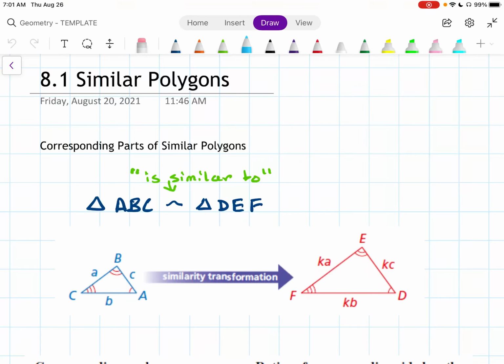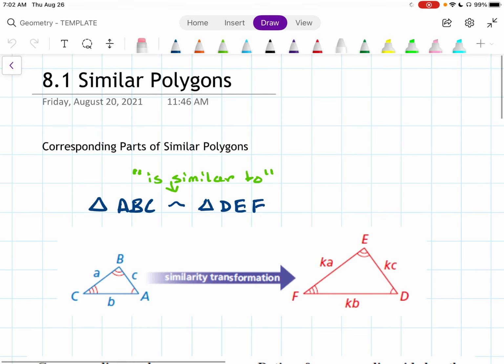Okay, 8.1, similar polygons. So starting off, I'm not really sure what I meant whenever I wrote that, so you don't really need to copy that down. But let's start off right here where I say that triangle ABC is similar to triangle DEF. And that squiggly line means is similar to, right?